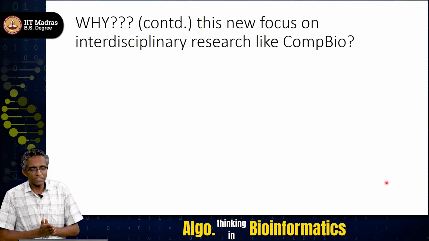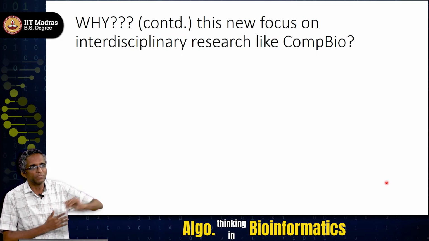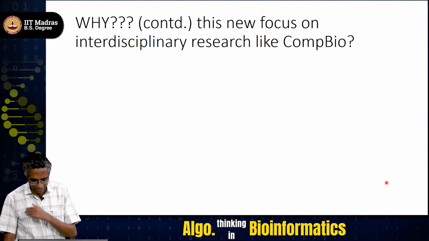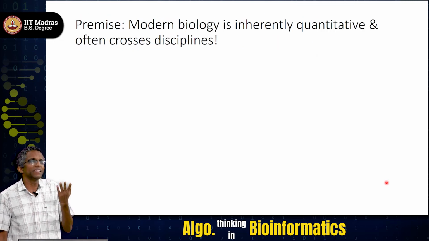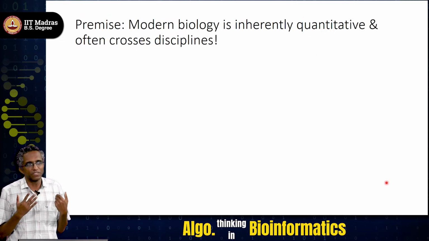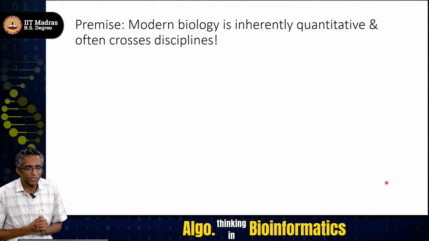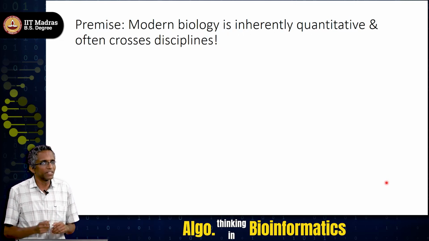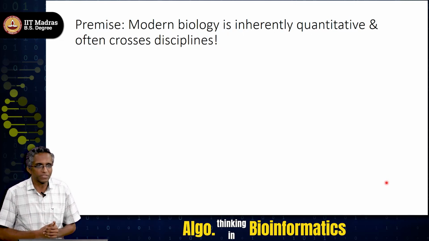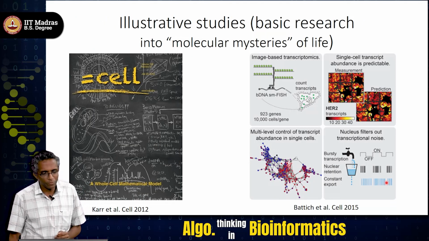But then why is there this renewed focus, right? Since then we have continued this renewed focus on interdisciplinary research, and the basic premise I am putting forward is that modern biology is inherently quantitative. It has become more and more data driven, more and more of an information science, and because of that it is often crossing disciplines, right. What do I mean by that?